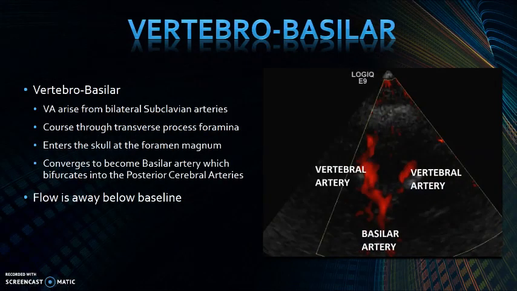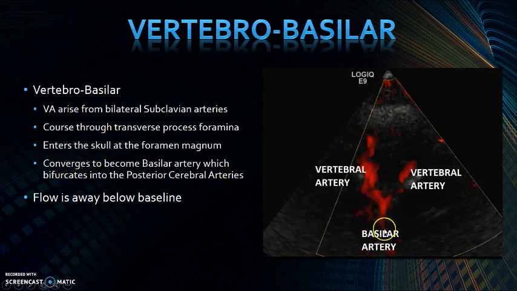The vertebro-basilar system, as I said before: the vertebral arteries come off of the subclavian arteries bilaterally, and then they join to make the basilar artery. It courses through the transverse process of the vertebral foramina. It enters the skull at the foramen magnum, and then both arteries become, as I said, the basilar artery.